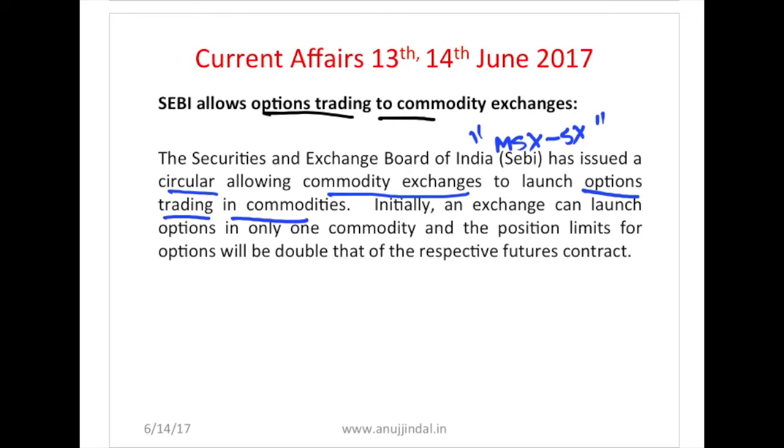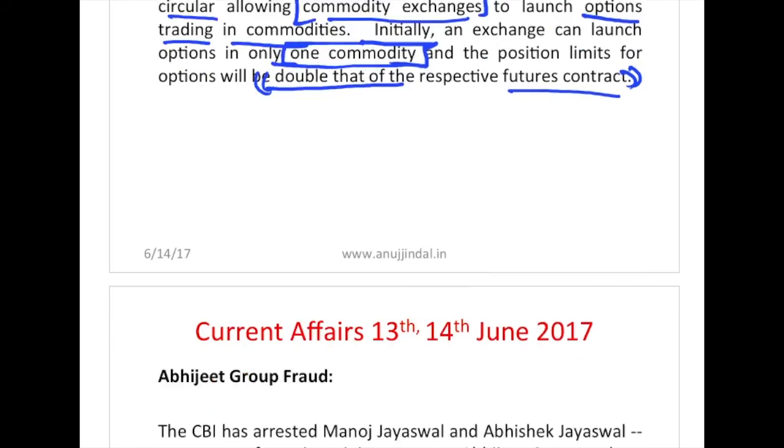Initially, an exchange can launch options in only one commodity, and the position limits for options will be double that of the respective futures contract. These are technical terms, you don't need to remember this, but this is to be remembered, that initially an exchange can launch options in only one commodity, and commodity exchanges are now allowed to launch options trading. Important to remember.